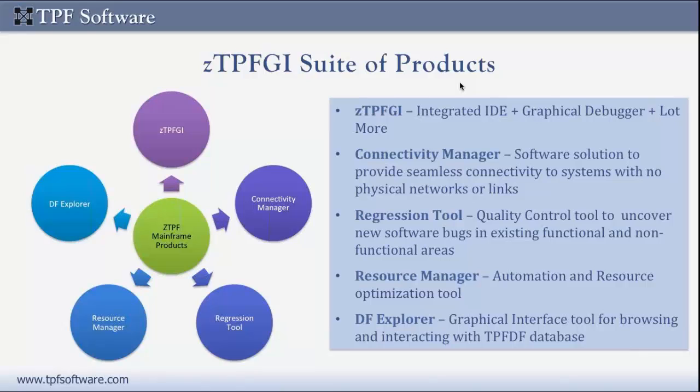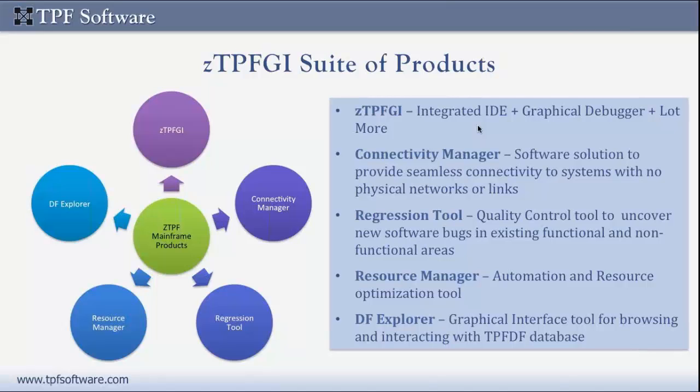Basically, zTPFGI is our main tool. It is an IDE and a graphical debugger, and it also has several subproducts integrated. Connectivity Manager is our tool which provides virtual connectivity for TPF systems which do not have any external resources attached. Regression tool is a quality control tool. And Resource Manager is an automation tool, and TPF Explorer is a tool to browse and interact with our TPFDF database.